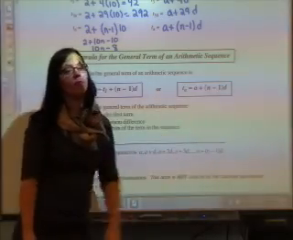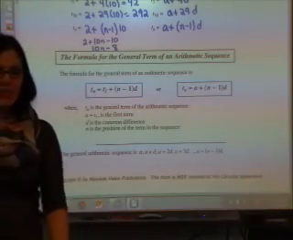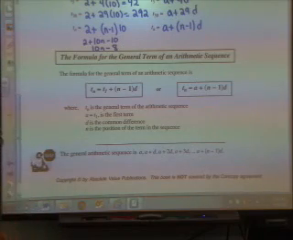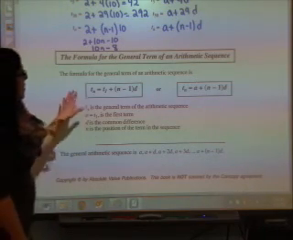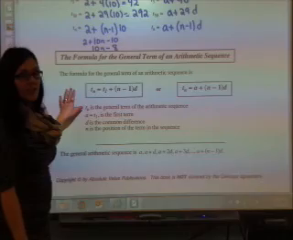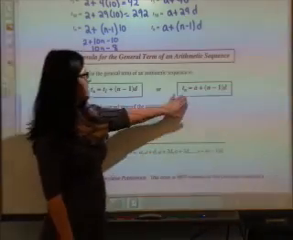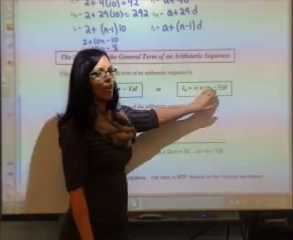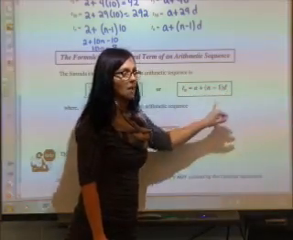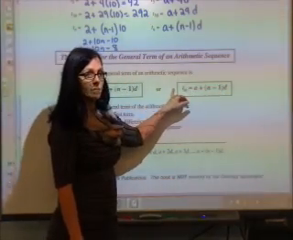So this is my formula for calculating the general term of an arithmetic sequence. You will have this formula given to you. You're not expected to memorize the formula, but the formula is: take the first term and then add n minus 1 common differences. That will give me the nth term.